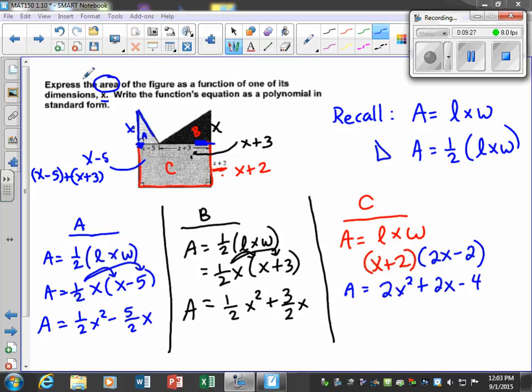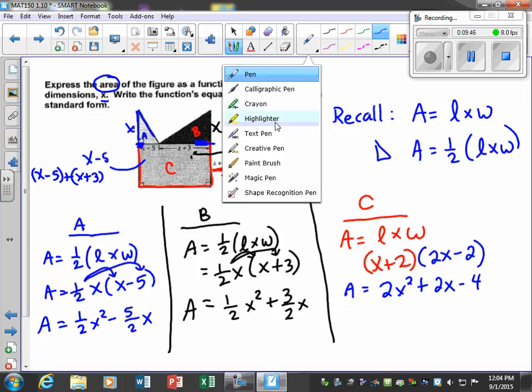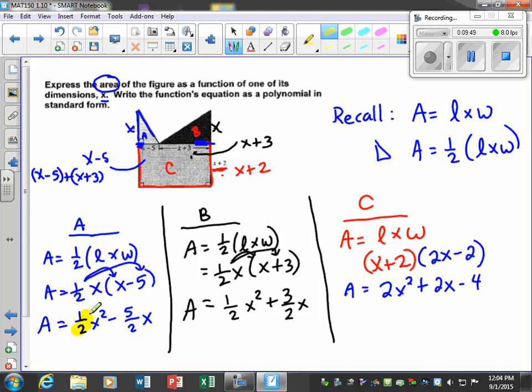Now, it says write the area of the entire thing. So what do I need to do with each of these totals? Add them together. If I add this one to this one to this one. Alright, here are my x squared terms right here. Let me get a highlighter. So x squared, x squared, x squared. What's a half plus a half? 1. Plus 2 more. 3. So we get 3x squared.